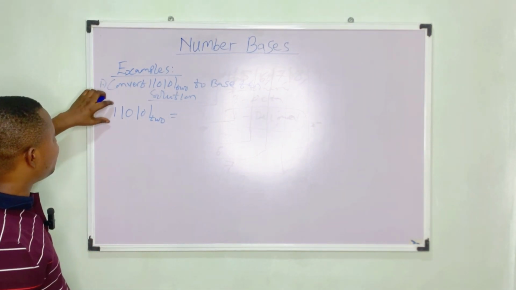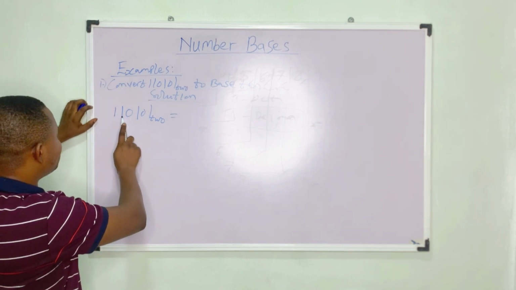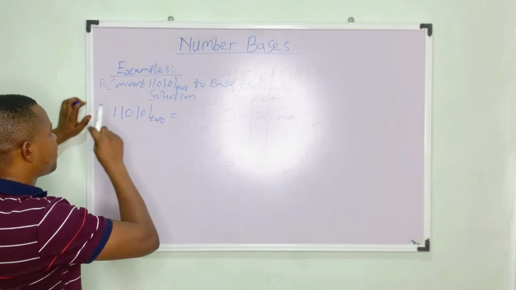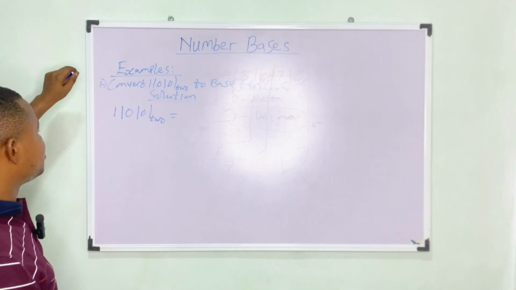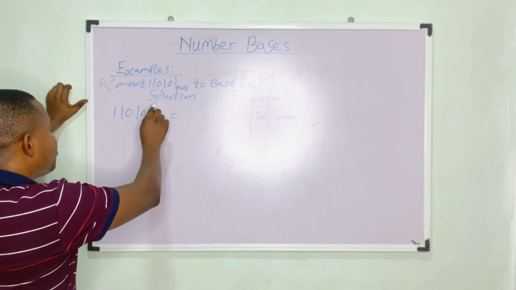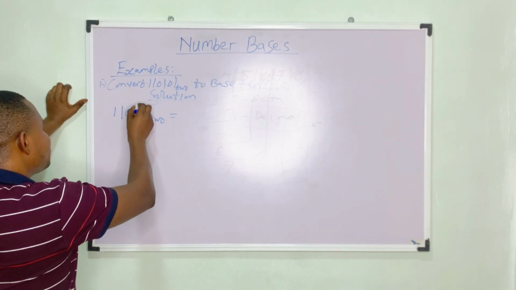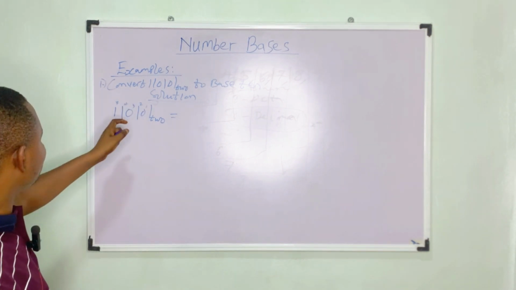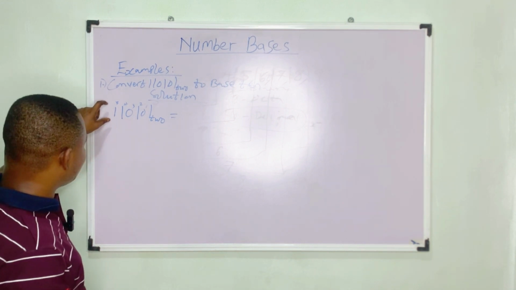Now, to convert this to base 10, look at this. We have how many digits? 1, 2, 3, 4, 5, 6. There are 6 digits in this number. Now, let us assign a power to each digit. We start from the very last one. We start from 0, 1, 2, 3, 4, 5. And what are we going to do in this regard? Then we pick each number.